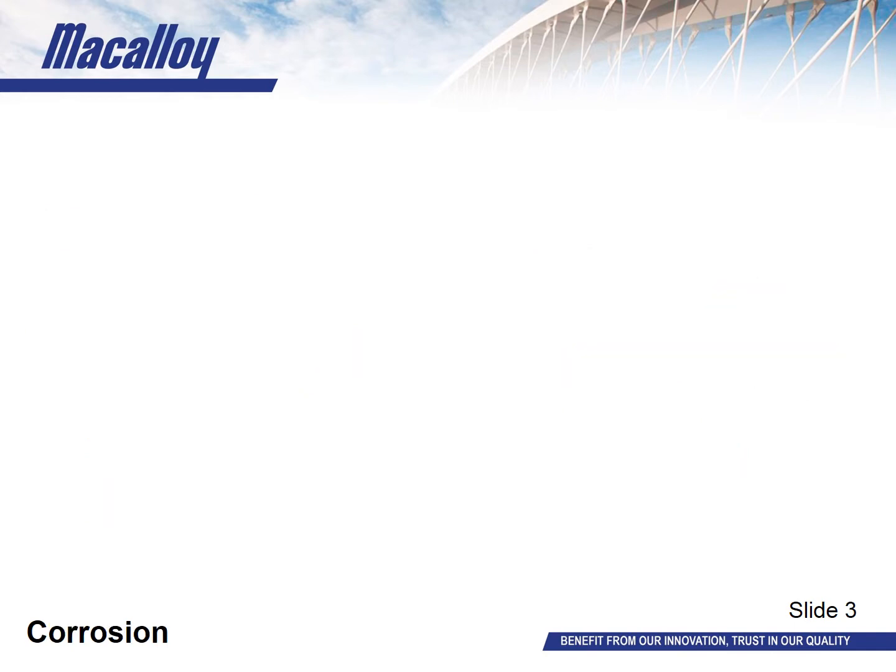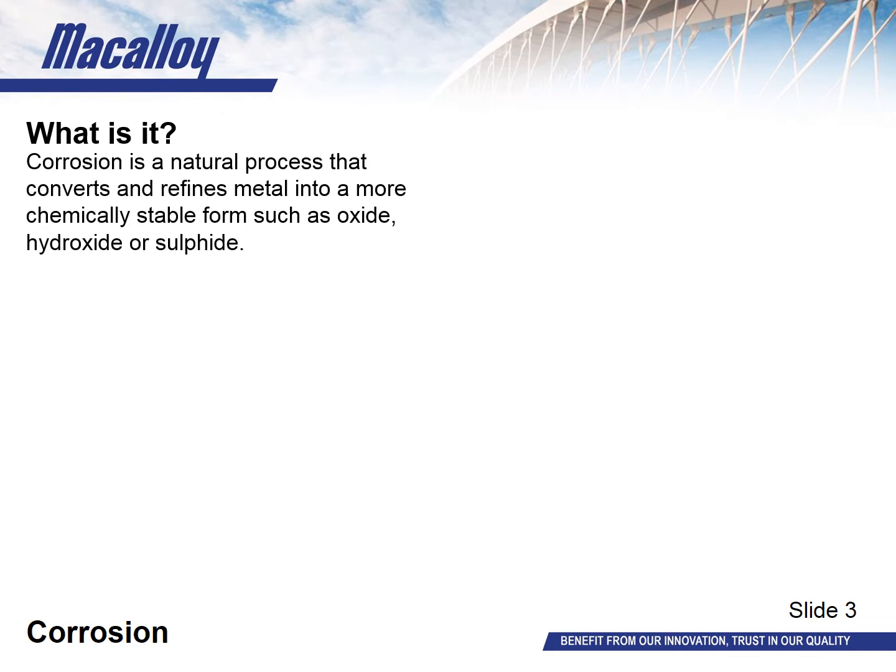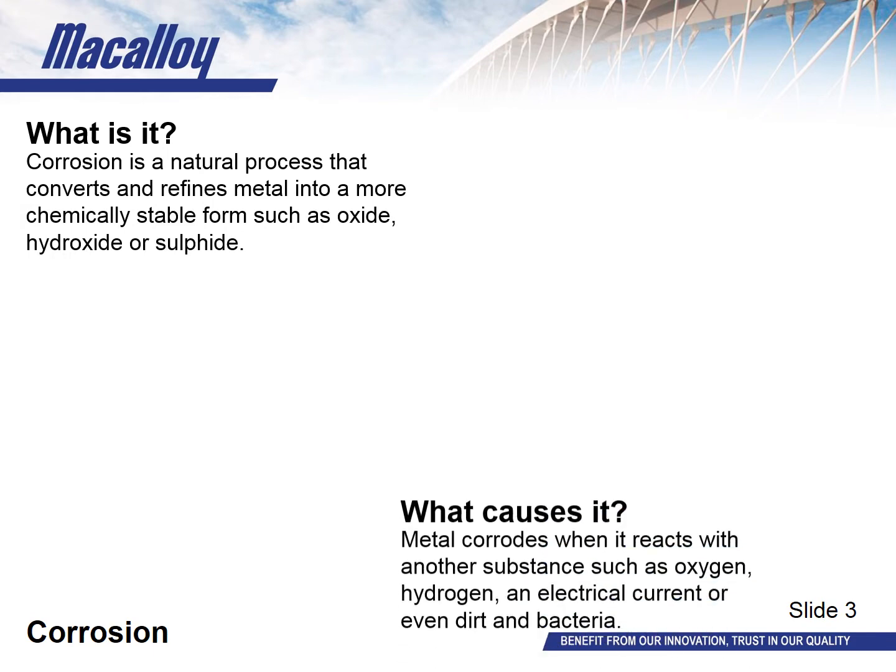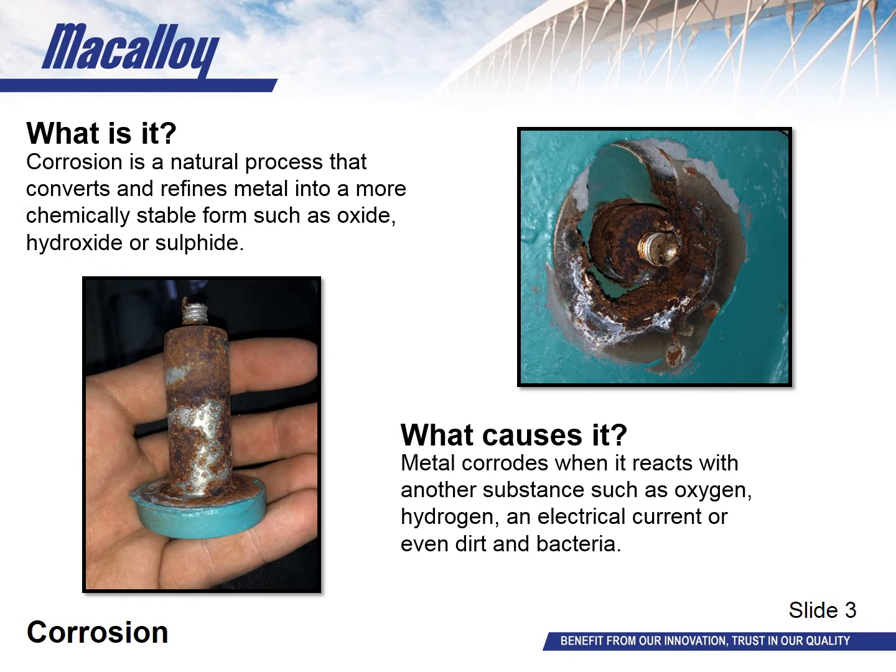We'll start off with corrosion. Corrosion is a natural process that converts and refines metal into a more chemically stable form, such as oxide, hydroxide or sulfide. Metal corrodes when it reacts with another substance such as oxygen, hydrogen, an electrical current or even dirt and bacteria. The images show a pin used in a swimming pool environment bolting two adjoining truss sections.